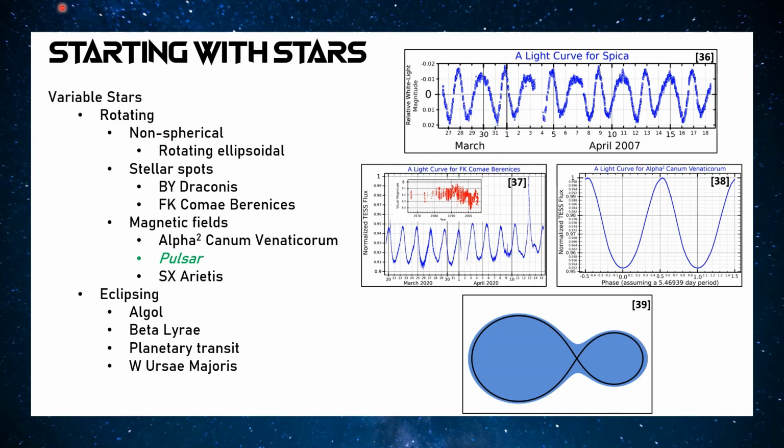There is planetary. So a planet eclipses the star. A planet passes between the star and the Earth, and there's a slight dip in luminosity. And this is actually how we discovered the first exoplanets, by looking very carefully at stars and whether they dipped in luminosity. And then there's the W Ursae Majoris.